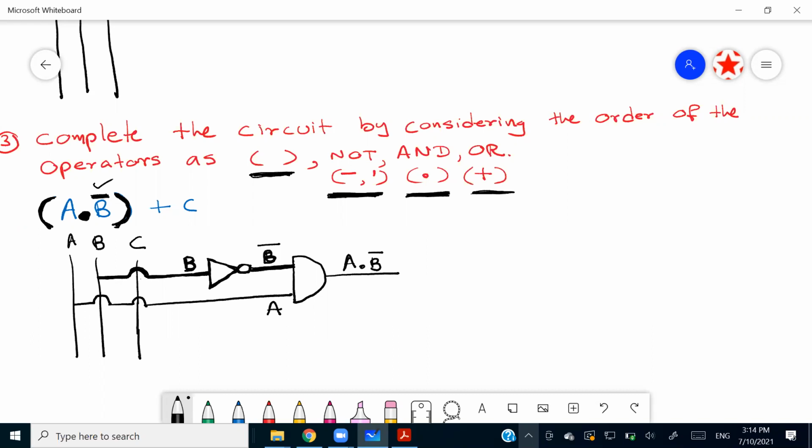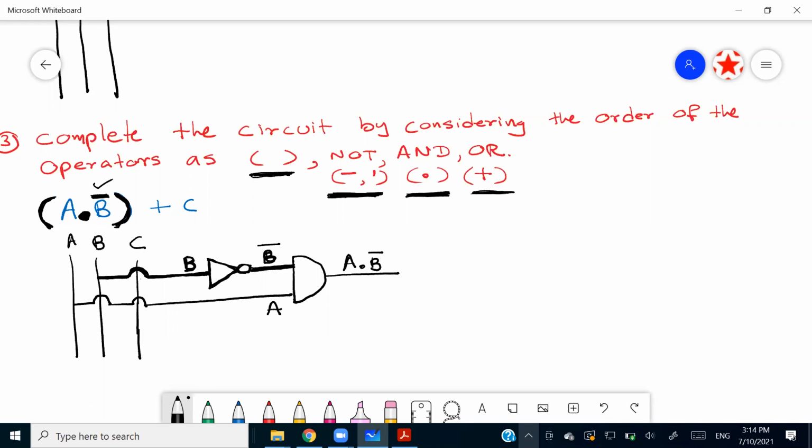Ravidu, C is not a gate. C is an input, right? Gates come from the operators, Ravidu. It can be plus, bar, or dot. Those things are going to give you the gates, not the A, B, and C.